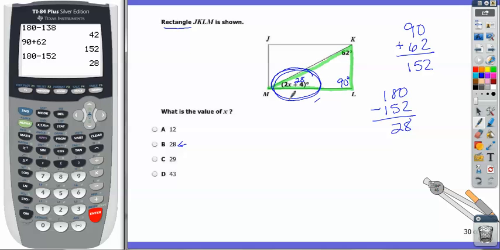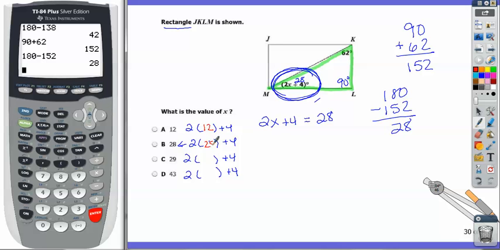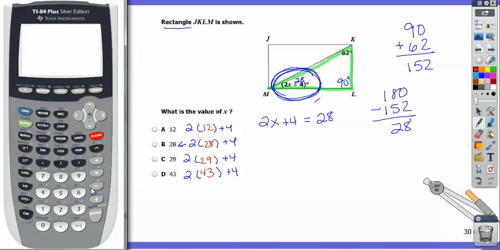This is my equation. I know that 2x plus 4 has to be 28. Now, they gave me answers. I could just plug them in. If I don't know how to solve an equation, that's okay. Instead of x, what am I going to put? The answer choice that they gave me. And what did they give me? They gave me 12, 28, 29, and 43. And I can just plug those in.